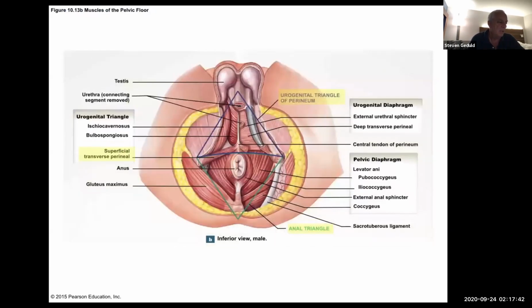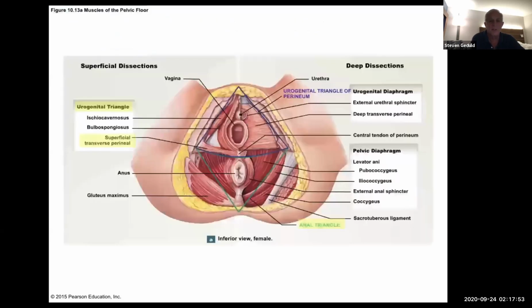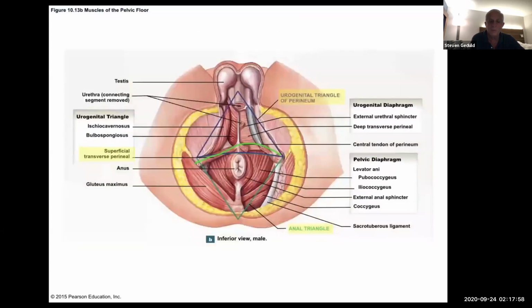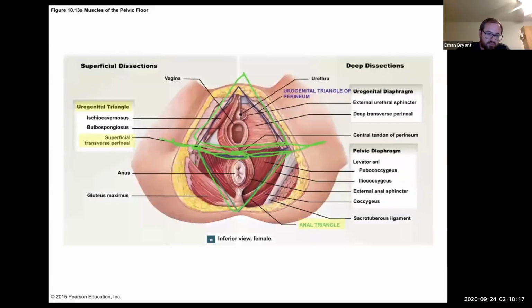Again, the superficial transverse perineal, this was, oh, I'm going backwards. This was female, and this one was male. But it's the same muscle. The superficial transverse perineal muscle divides your urogenital triangle and the anal triangle in both males and females. They look like they attach and go in different directions. What do you mean? Like come from female to male. Maybe it's just the way the pictures are, but male was pointing backwards and female was pointing forwards.